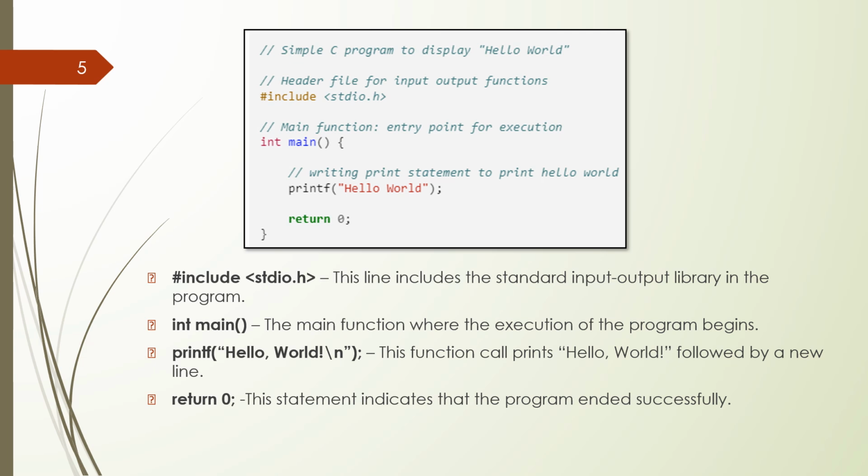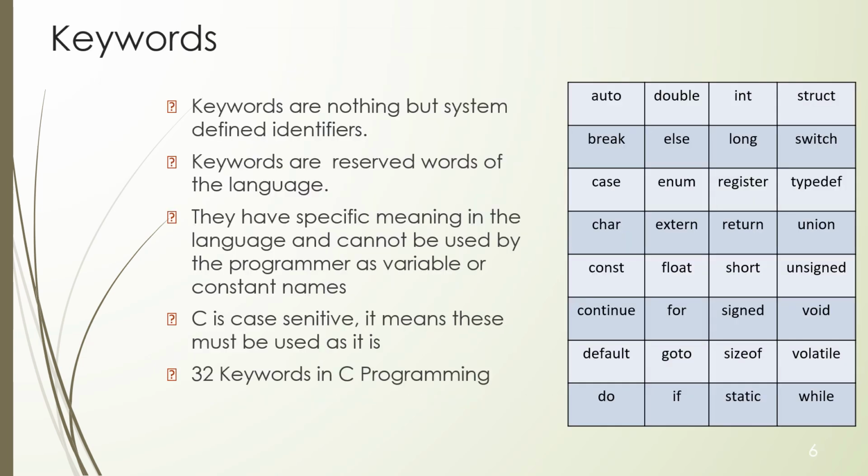return 0 is the statement where your program will end. You have written int main here, so you have to return an integer value, and that's why we have written return 0. So this is the sample program of C programming.